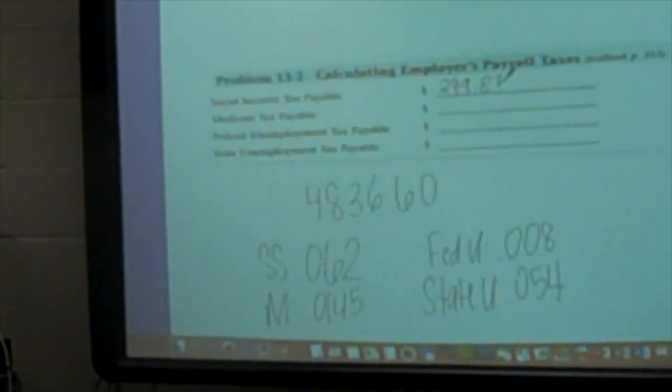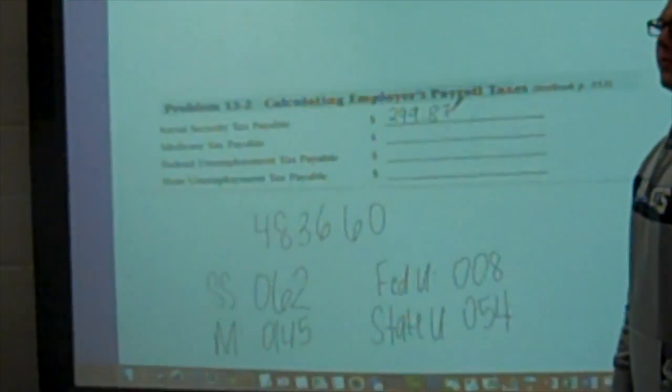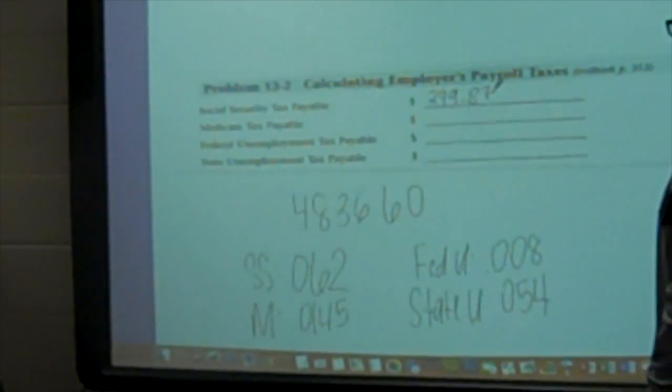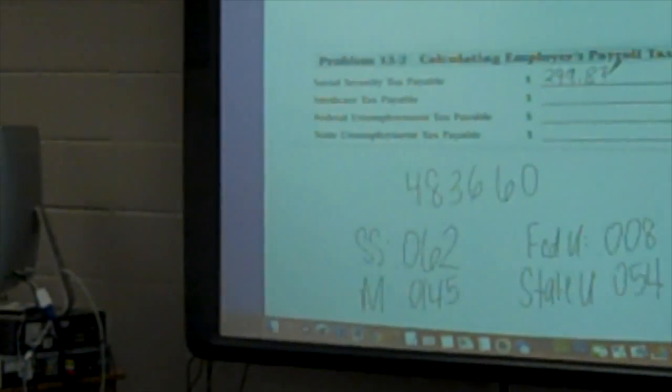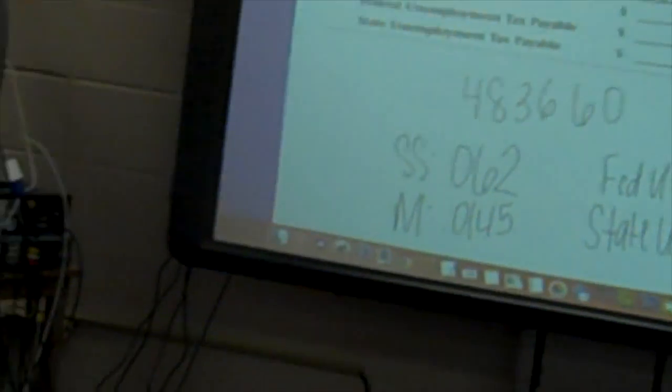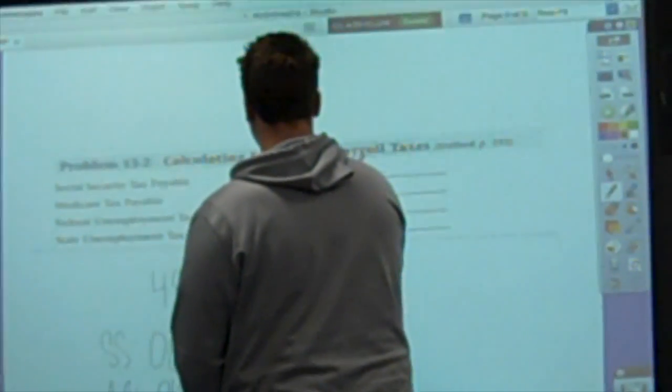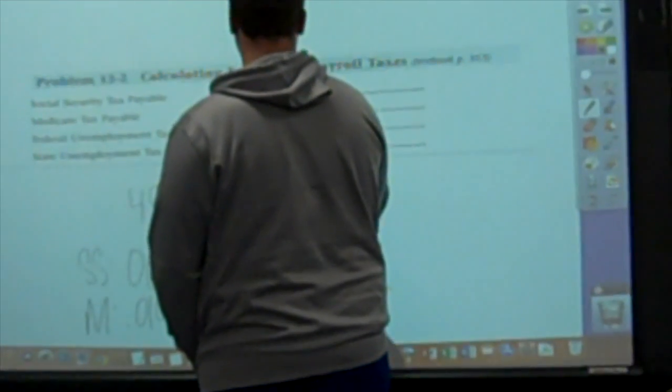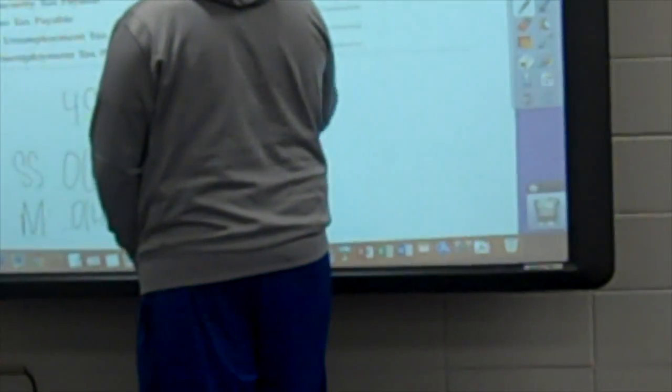For our Medicare tax payable, we're going to do the same thing but use the Medicare tax percentage. So we're going to take that 0.0145 and multiply that by our total amount. What do we get there? $70.13. Have we been doing stuff like this already before? Yes, we have.